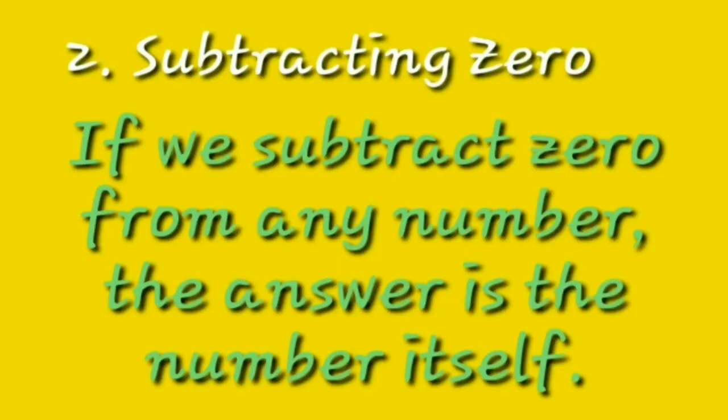The second property was the property of subtracting 0. According to this property, if we subtract 0 from any number, the answer is the number itself. It means if we subtract 0 from minuend, the answer will come out as the minuend itself.